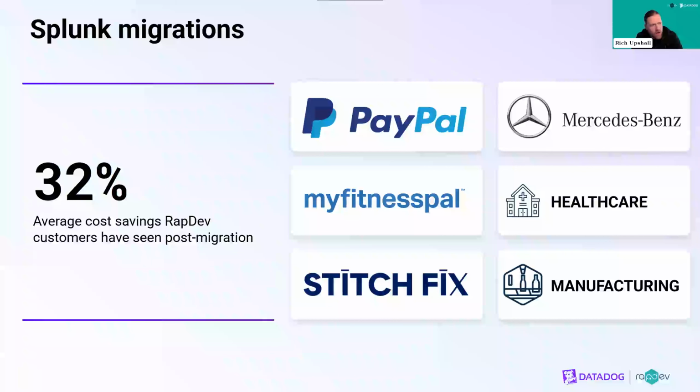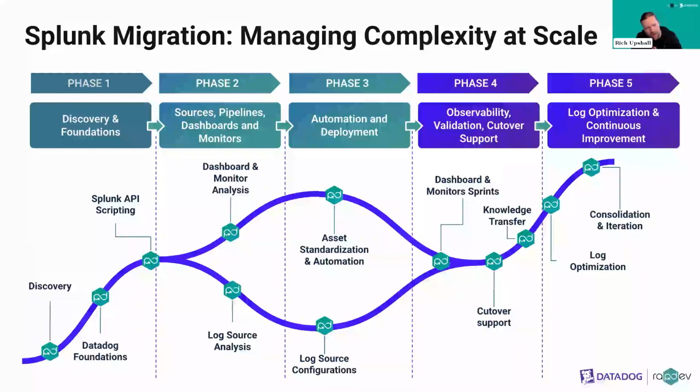As I said, we've done this hundreds of times, and here are just a few logos that we can share with you of where we've done this previously. At PayPal, Mercedes-Benz, MyFitnessPal. Organizations large and small, we've really helped, and we've seen an average cost saving of around 32% of Datadog over Splunk when we're involved in those migrations. Again, we really, really want to help those customers have the most cost-effective migration strategy as possible. And this is how we do it.